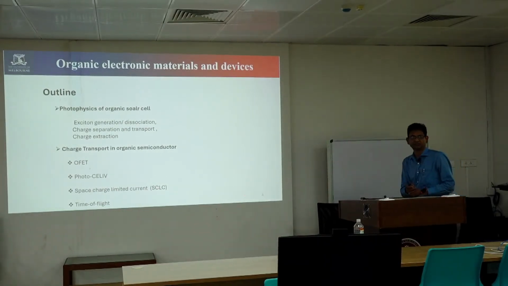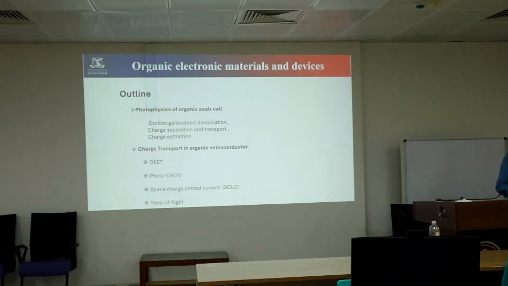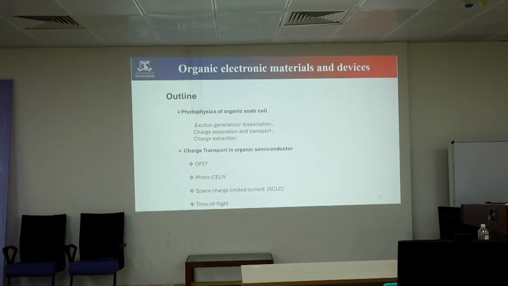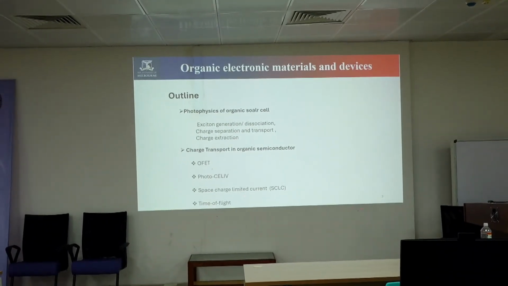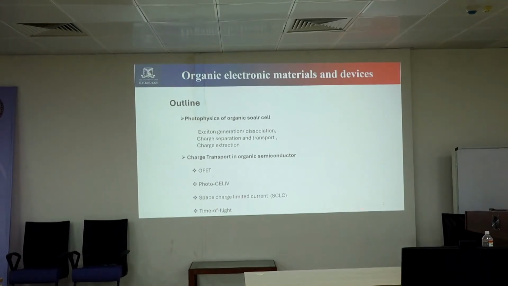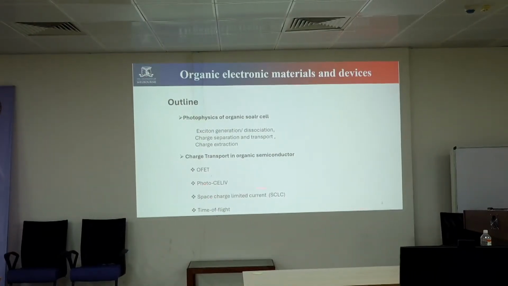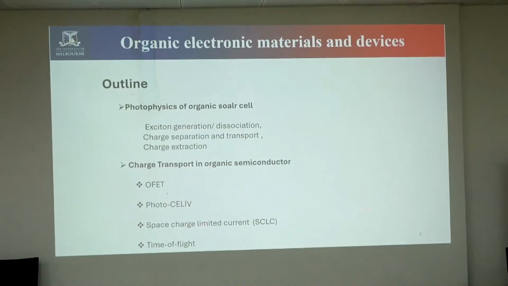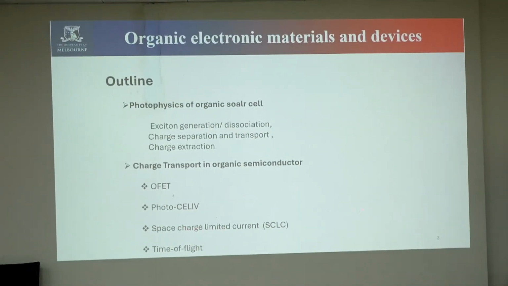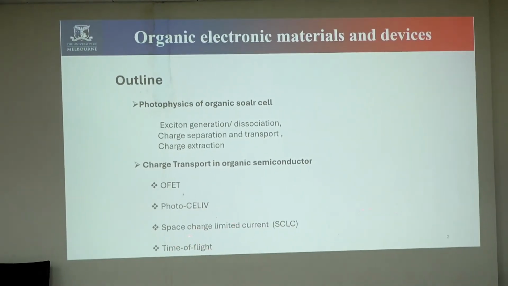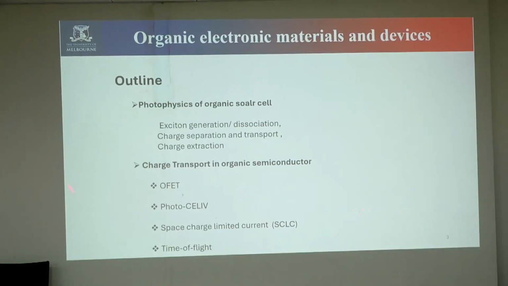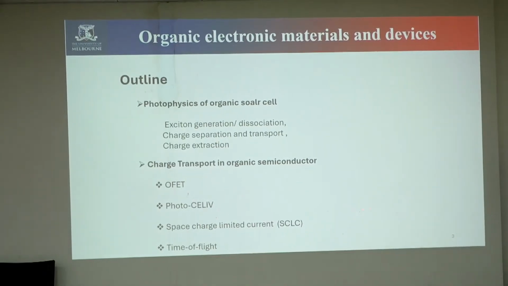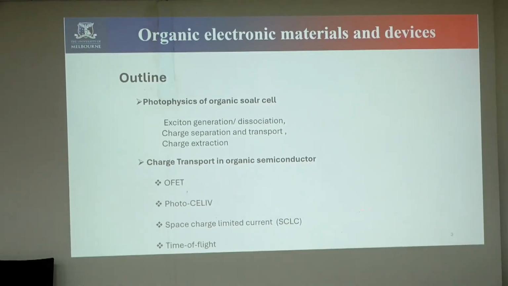The third one is space charge limited current. Yesterday I introduced what space charge is, because when we join the PN junction, some of the charge goes to the other side. How this space charge affects the charge transport, and how we use space charge limited current to derive the charge transport, we are going to see. Finally, I will talk about time of flight. All four of these methods can be used to find the mobility of the charge carriers generated in organic photovoltaics.